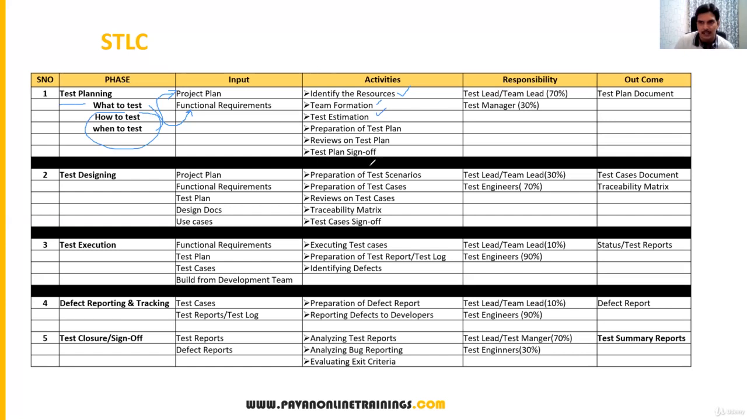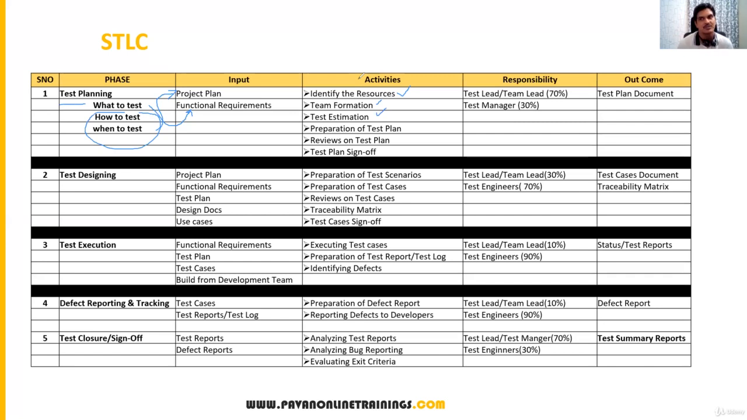So these are the main activities we do as part of test planning. We don't directly jump into the testing area; we have to go through a certain process, and only then will things happen properly. Identifying the resources is one activity, then team formation, test estimation, preparation of the test plan, reviews on the test plan, and finally the sign off on the test plan. These are the different activities we do as part of the test planning phase.